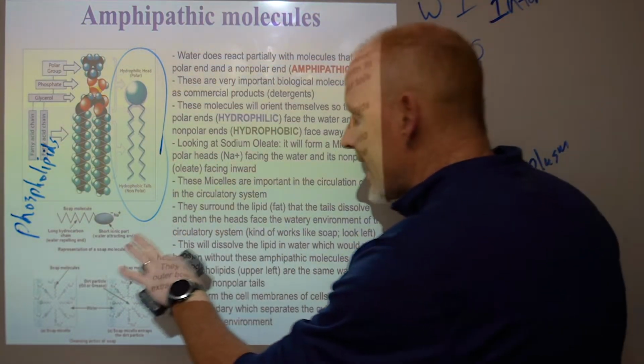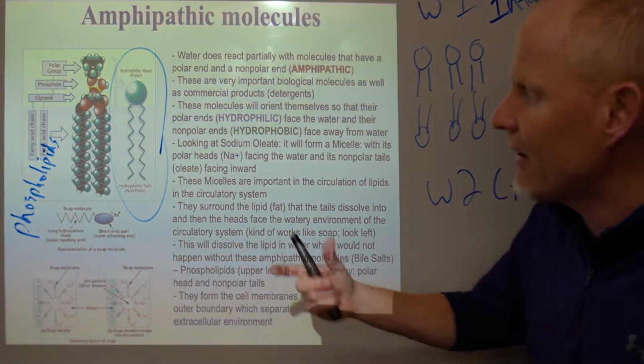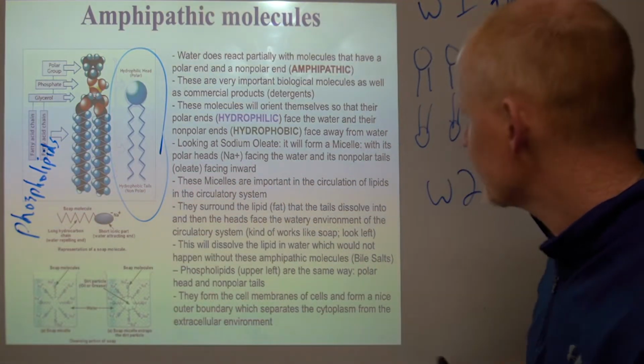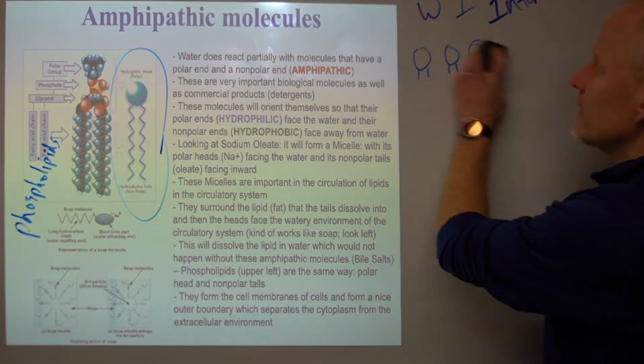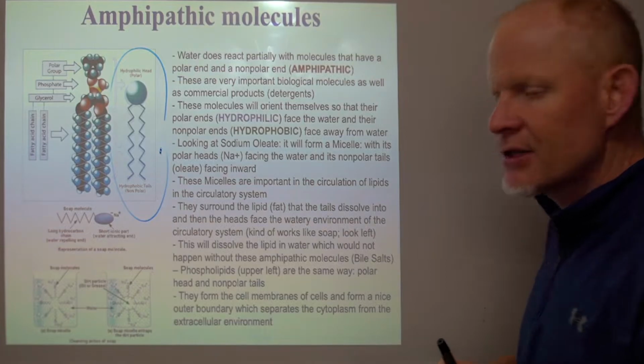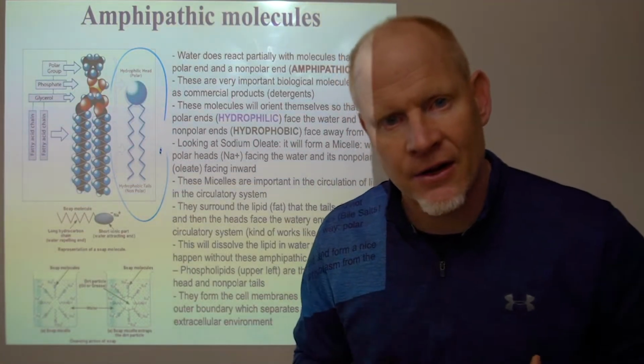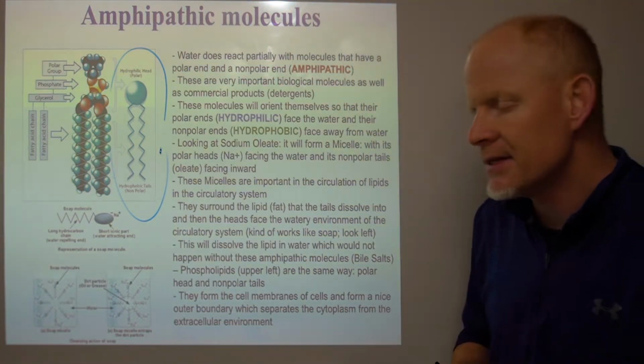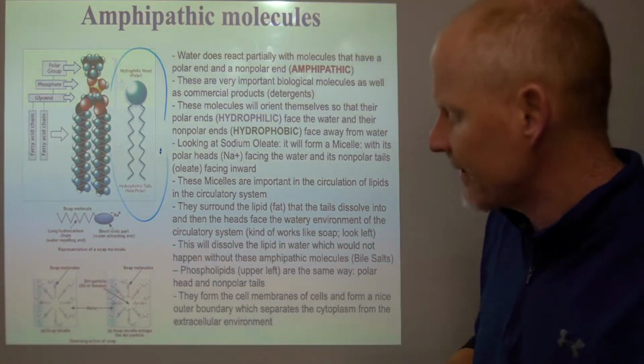So we have all these carrier molecules within the body that are amphipathic that can do this. Another example are bile salts. All right, bile salts are used in the digestive tract to emulsify or dissolve fats in our digestive tract. And so these are all examples of these amphipathic molecules.